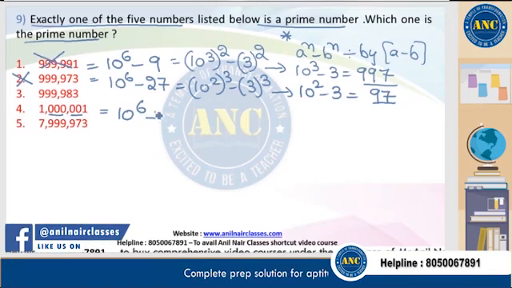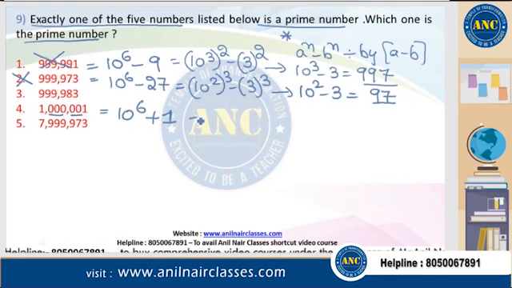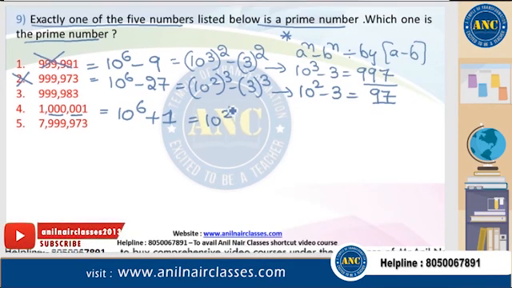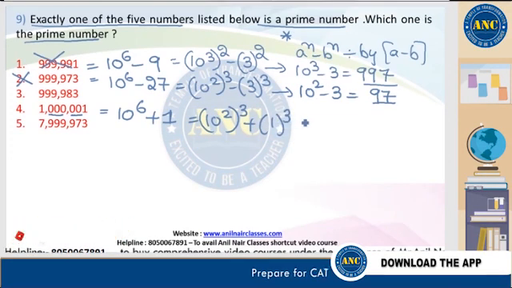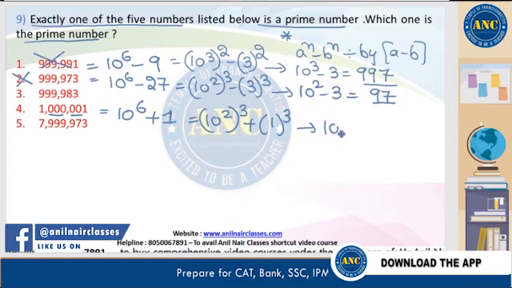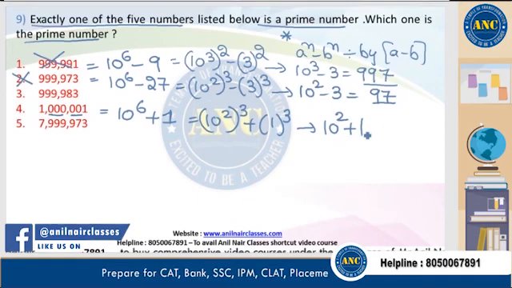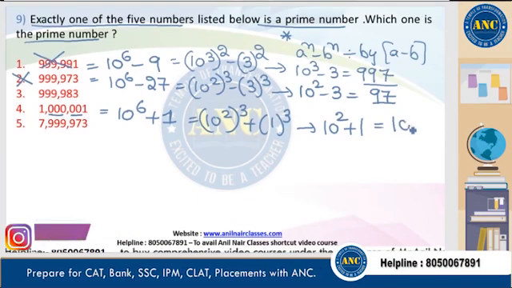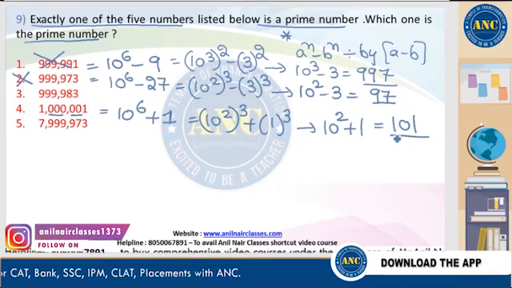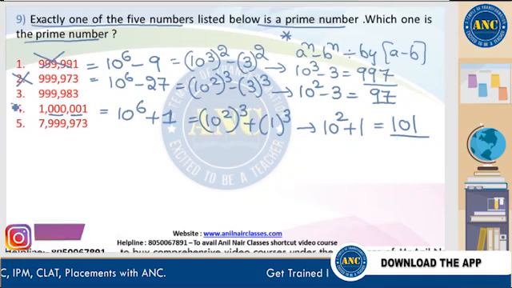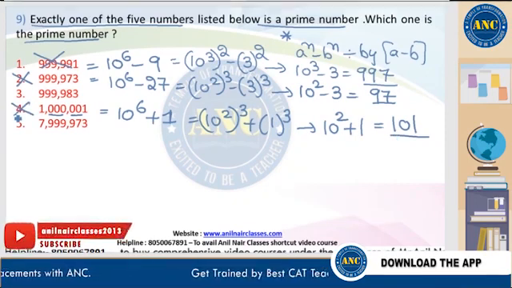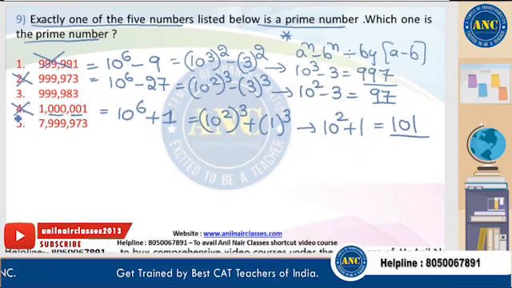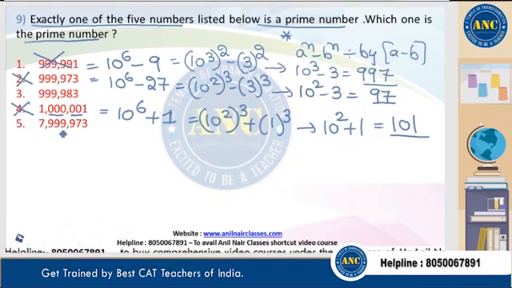Fourth one, 10 power 6 plus 1. Already we discussed this. It is nothing but (10 square) whole cube plus 1 whole cube. a power n plus b power n is divisible by a plus b. 100 plus 1 is 101, so it is divisible by 101. Fourth one is out. We are stuck between 3 and 5.